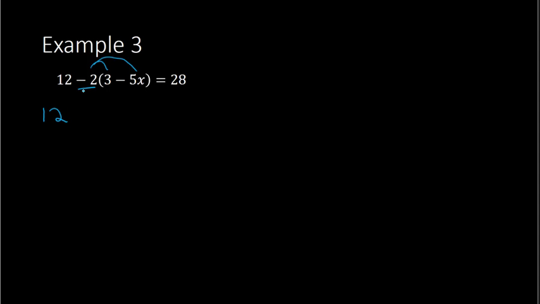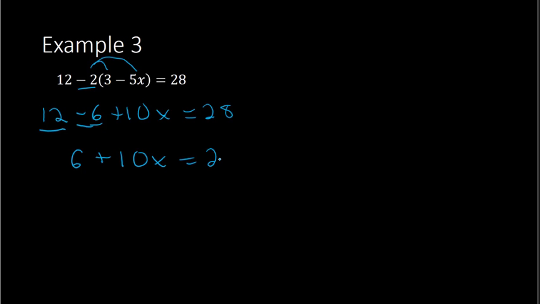So the 12 stays there, and now we have negative 2 times 3. That gives me negative 6. And then be careful with the negatives. We have negative 2 times a negative 5. It's going to give me a positive 10, and don't forget the x there as well. So positive 10x. Alright, so we've distributed, that's equal to 28. We can simplify a little bit further. Right here, 12 minus 6, those can combine to get 6. So I have 6 plus 10x equals 28. Now when I solve, I work in reverse order of operations.